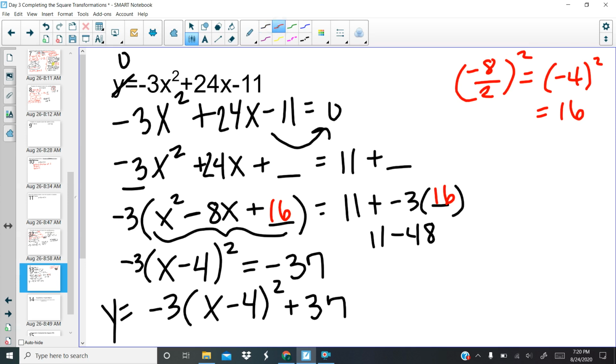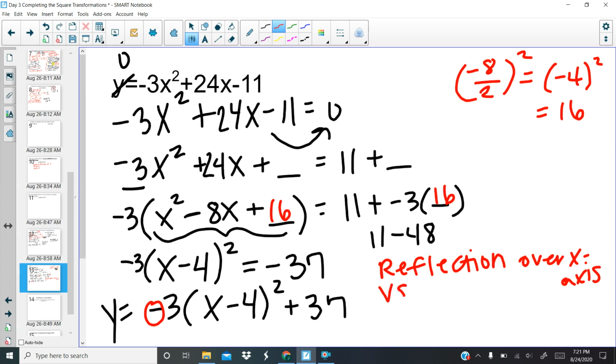So whenever I'm actually naming the transformations, the negative sign out front is a reflection over the x-axis. So that's just where it flips it upside down, if you guys remember that. And then the 3 is a vertical stretch of 3. The minus 4 inside the parentheses means it's going to move to the right 4. And then the plus 37 on the end means it moves up 37.